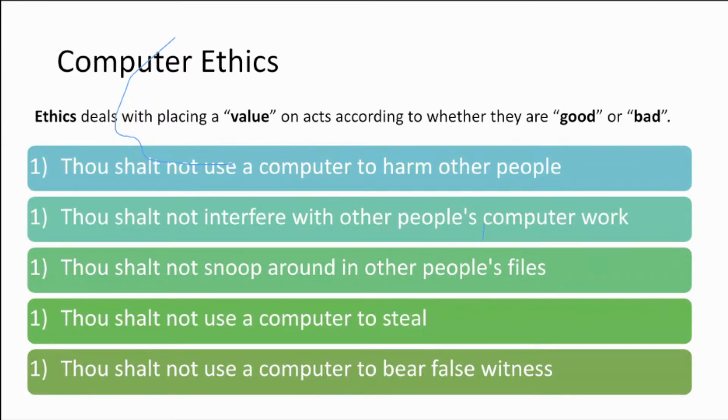Interfere with other people's computer networks means don't access other people's computers or take their information. Meaning of the second one is don't hack others' computers. Don't hack, don't interfere. Then, not snoop around in other people's files. If they don't want to give you access, don't interfere with their work or their files.